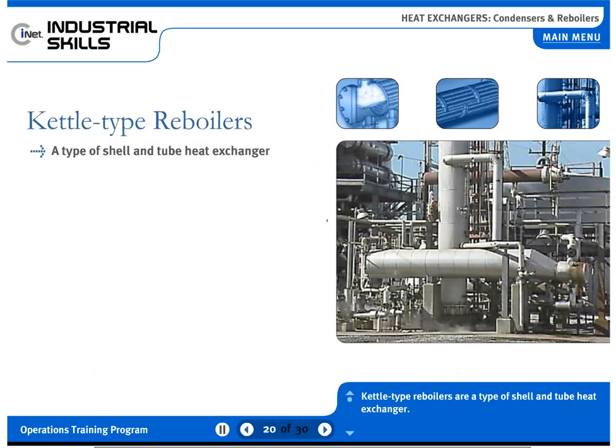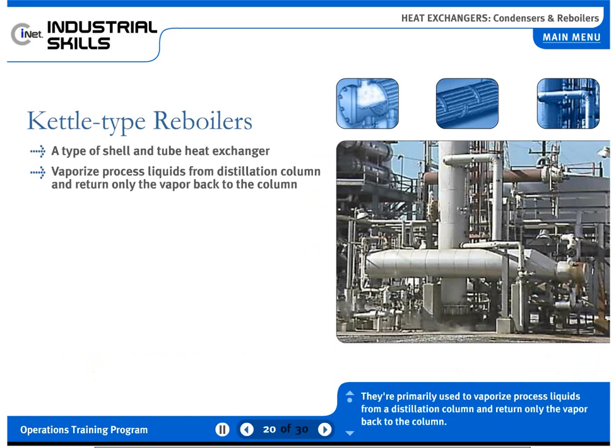Kettle-type reboilers are a type of shell and tube heat exchanger. They're primarily used to vaporize process liquids from a distillation column and return only the vapor back to the column. Let's look at an illustration of this type of reboiler to see how it works.